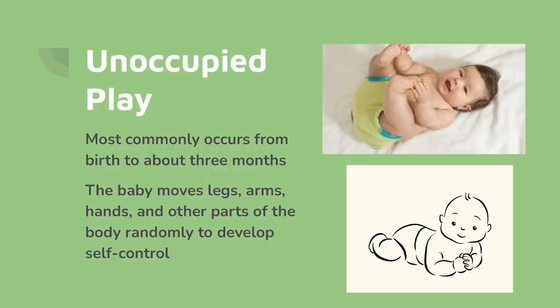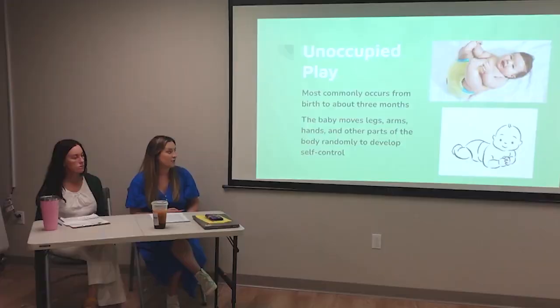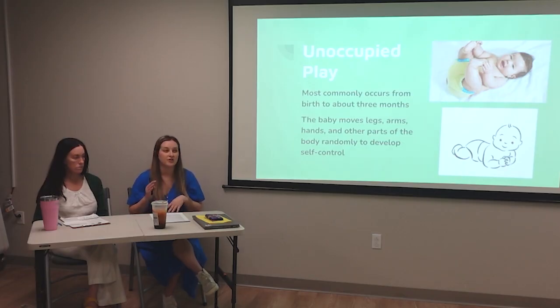Starting with unoccupied play, this most commonly occurs from birth to about 3 months. The baby is moving their legs, arms, hands, other parts of their body randomly to begin to develop more self-control. This stage of play lacks social interaction, objectives, and language. Children engaged in this type of play are observing their world, moving their bodies, much like an infant who's laying down watching a ceiling fan while they're kicking their legs, or during tummy time, they're maybe looking at a mirror or looking around at their environment.